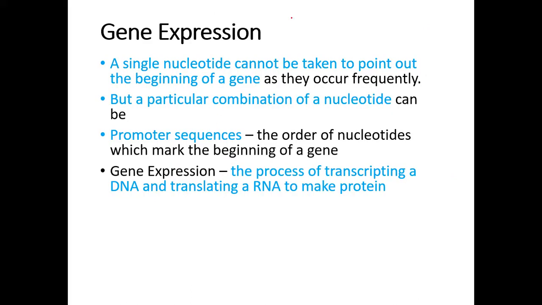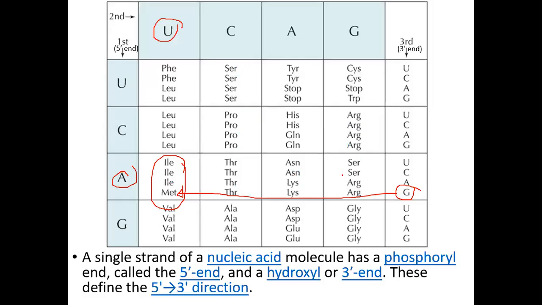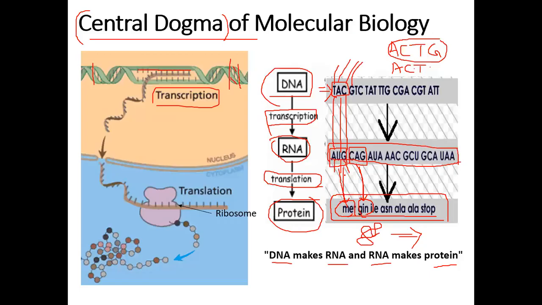So now you should have some idea of gene expression. A single nucleotide cannot be taken to point out the beginning of a gene, so a particular combination is put out. The promoter sequence is the order of nucleotides which mark the beginning of a gene. So as I told you, these 3 codons point to the start, but not only 3, there's a region which is called the promoter region.